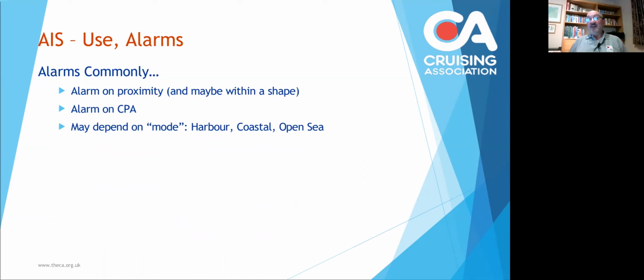Again, AIS has alarms, very much like radar in terms of proximity or a CPA. And the variations on that will often depend on the mode that you switched it to: harbour, coastal or open sea. Open sea, it will be a lot further off.